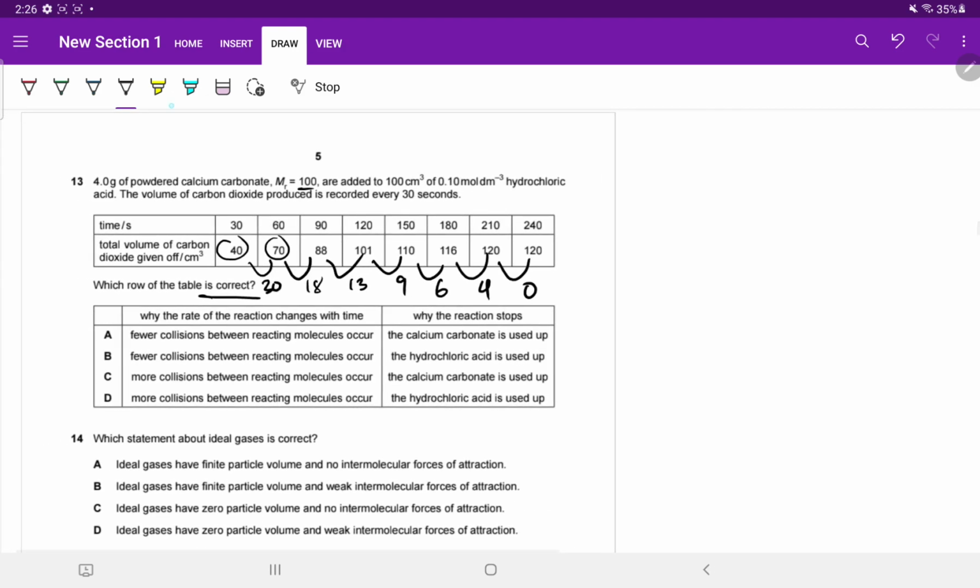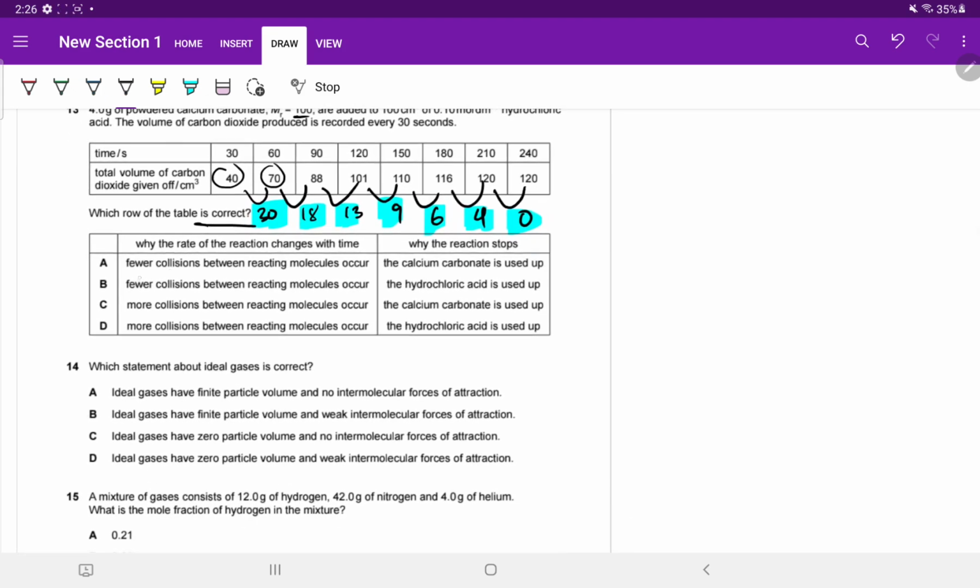So we can just see that the rate of increase in volume of carbon dioxide being produced is slowly decreasing. So it has to be fewer collisions between the reacting molecules. Because with more collisions, the rate of reaction should have increased. But over here we can see that the rate of reaction is decreasing, because the time interval is always the same. The time interval is always 30 seconds.